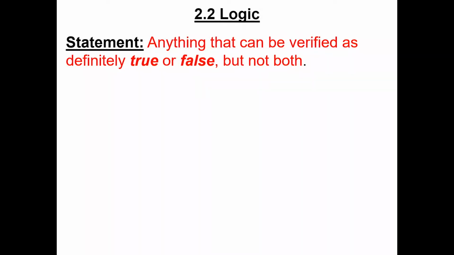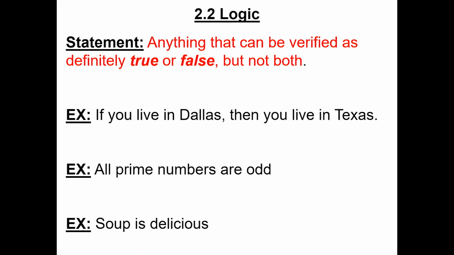In this video, we're going to take a look at the basic building blocks of how we're going to write logical arguments. To start things off, we need to know what a statement is. A statement is anything that can be verified as definitely true or definitely false, but not both. For example, if you live in Dallas, then you live in Texas. This is something you can verify is actually true. You can't live in Dallas but also not live in Texas at the same time.